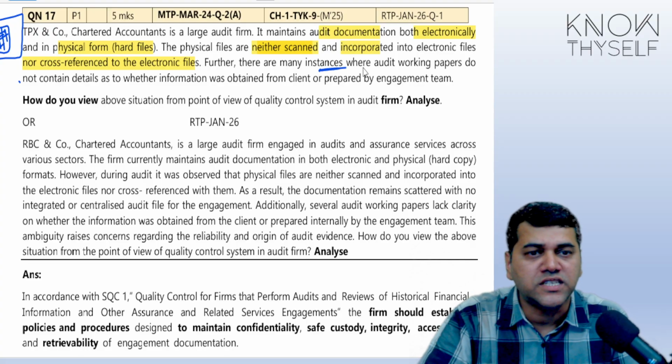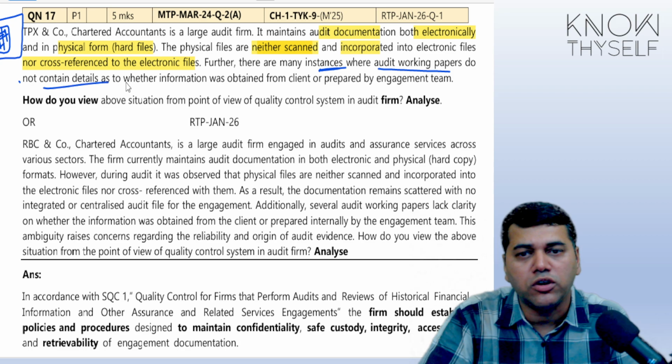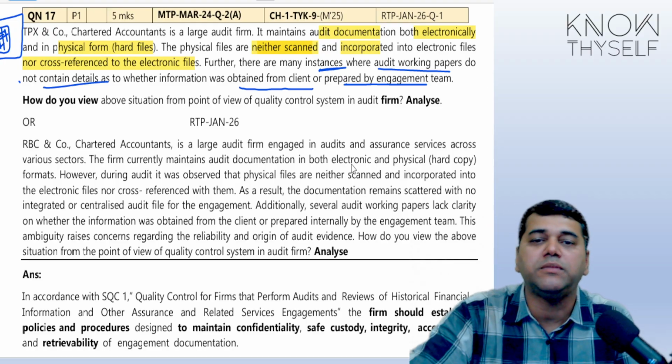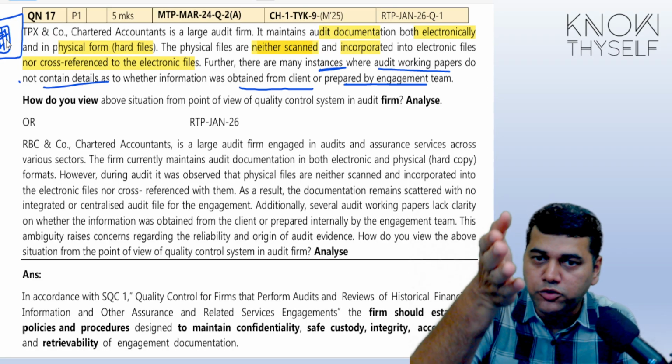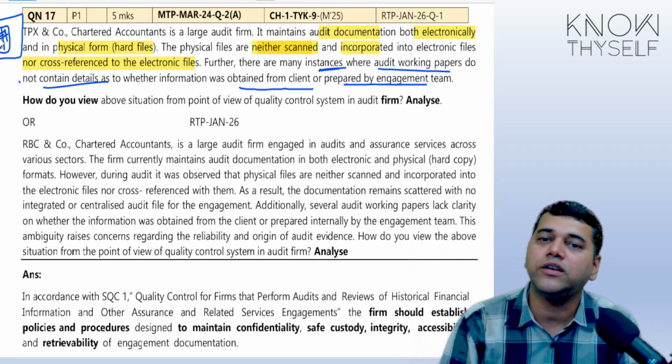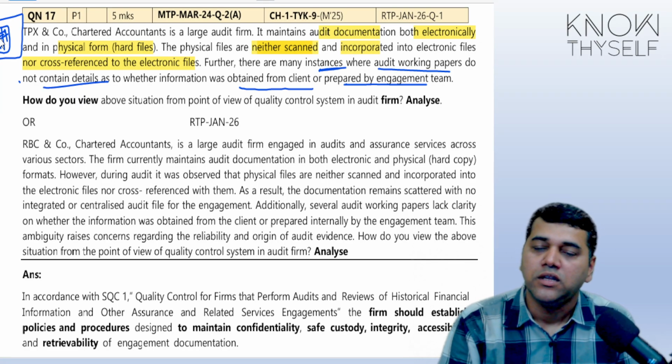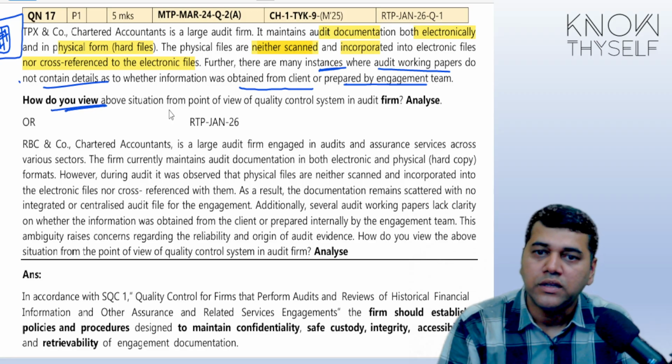Further, there are many instances where audit working papers do not contain whether the information was obtained from the client or prepared by the engagement team. That means whether this Excel was prepared by you or the client gave it to you, there is no understanding. Now, how do you view this situation from the point of view of quality control?